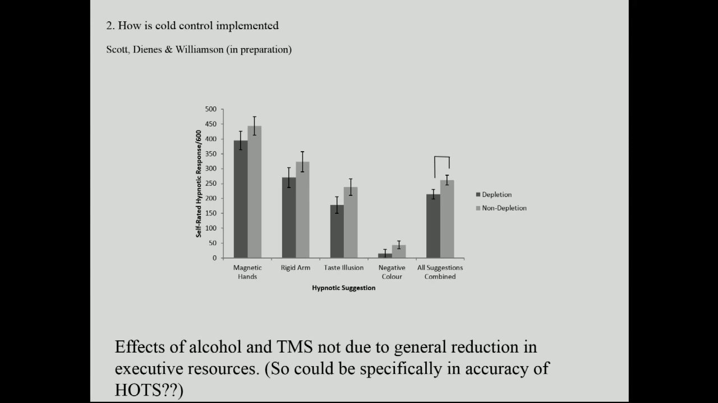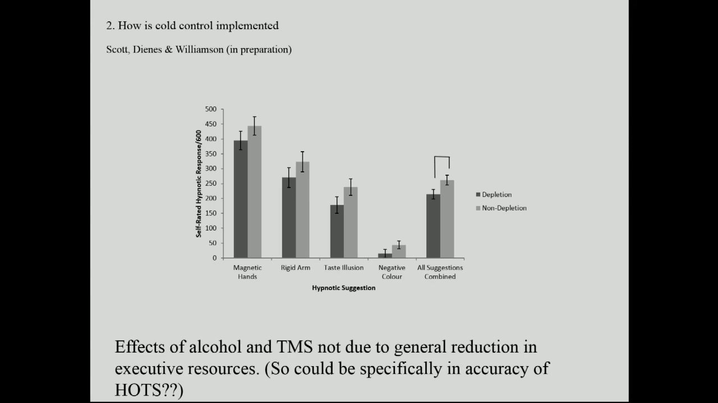So this is quite a nice contrast in that it's a manipulation that affects executive functioning, but isn't known to affect accuracy of higher order thoughts. Unlike the previous manipulations I've talked about, alcohol and TMS to this region, dorsolateral prefrontal cortex. I couldn't have predicted it would go that way round in advance, but I was quite pleased it did, because it helps focus the theoretical conclusions.